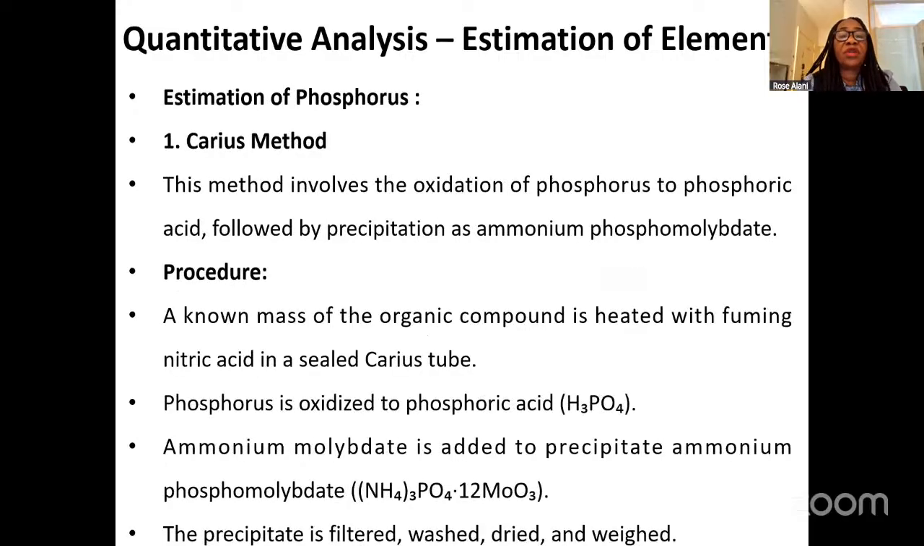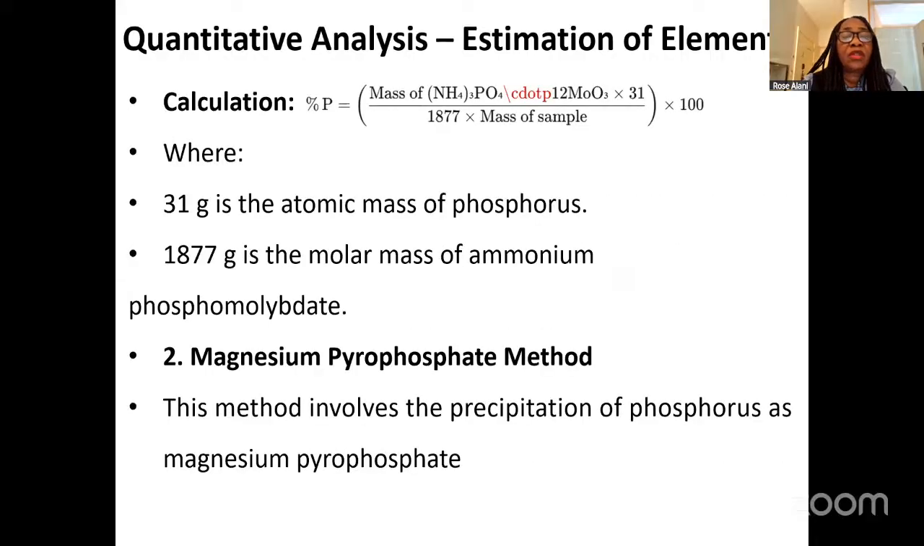Then you estimate phosphorus as well. You can use the Carius method also for the estimation of phosphorus: oxidize phosphorus to phosphoric acid, and then precipitate using ammonium phosphomolybdate. Then you get your precipitate filtered, washed, dried, and weighed, and then you follow this calculation procedure and obtain the phosphorus.